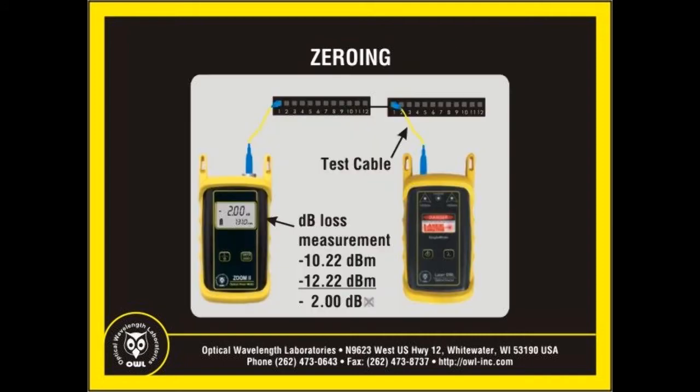Once the reference has been set, the power meter and light source can be connected to opposite ends of the link under test. When this is done, the power meter measures the received optical power, compares it to the reference level, and automatically performs the necessary calculations. The resulting test result is the optical loss of the link in dB.